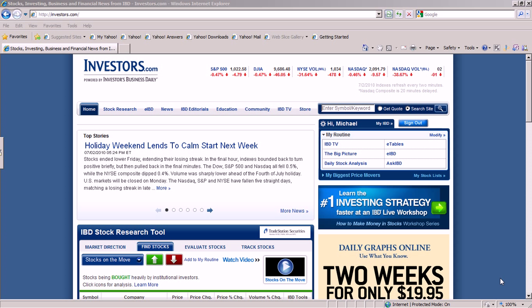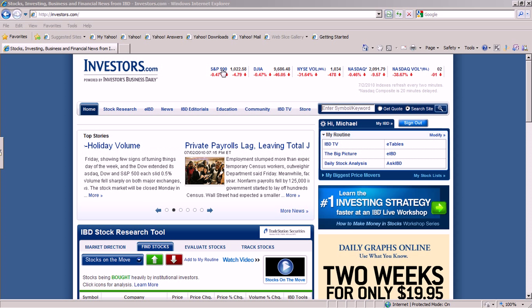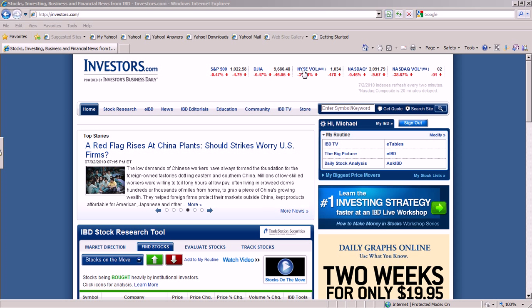Now, the first thing I do when the market closes, actually sometime after the market closes because these indexes are delayed, is at the top of the homepage of investors.com, you can see he has the 4 indexes that you need to look at each day. The first is the S&P 500. The second is the Dow Jones Industrial Average. Next is the New York Stock Exchange, and the next one is the NASDAQ.